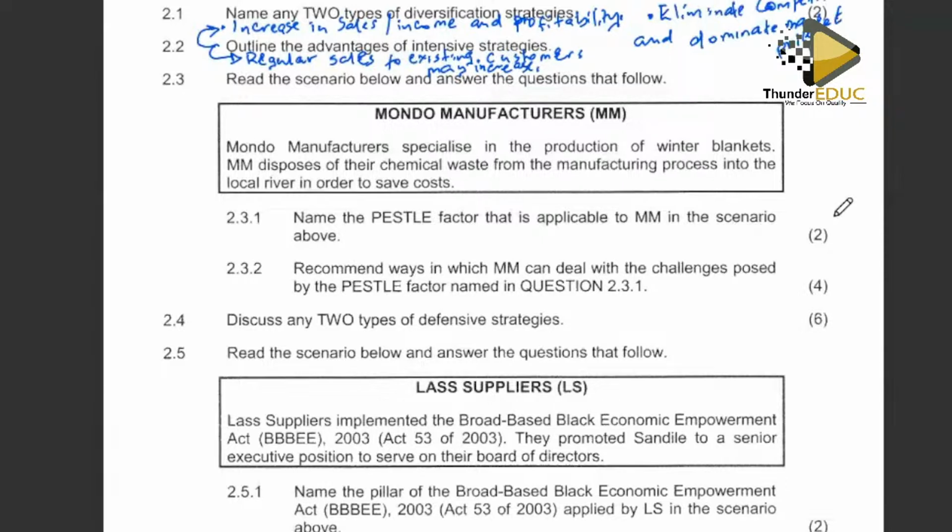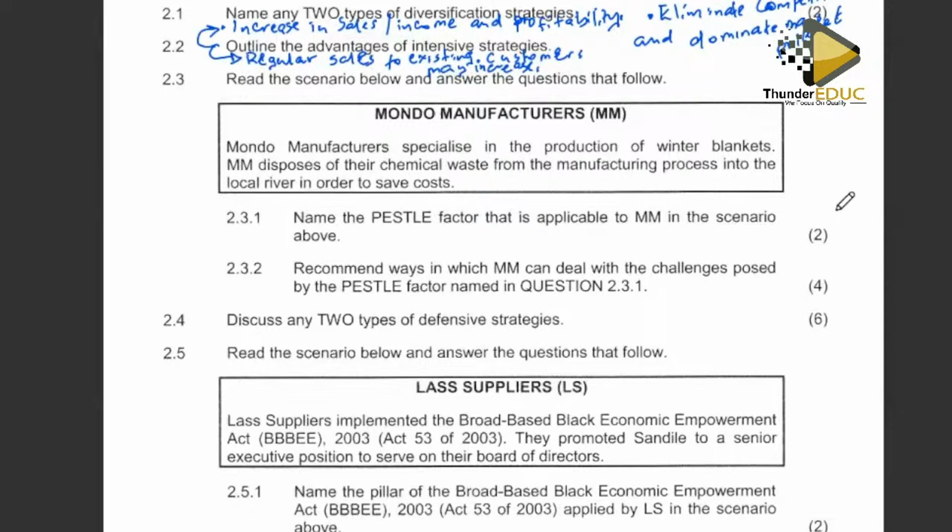Okay, right, Grade 12. So now let's move on to 2.3. It reads as follows. Read the scenario below and answer the questions that follow. Mondo Manufacturers, MM, specialize in the production of winter blankets. MM disposes of their chemical waste from the manufacturing process into the local river in order to save costs. Okay, right. So now 2.3.1 reads as follows: name the PESTLE vector that is applicable to MM in the scenario above.